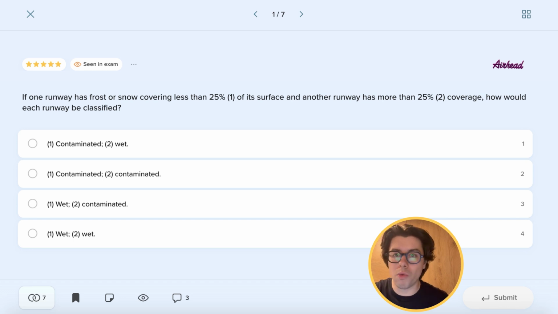And here also one extra exam tip. Remember that if the coverage is less than 10% in all the meteorological reports, this will be stated as NR, not reported. So 0 to 10% will be not reported rather than wet or contaminated. So just something to keep in mind. Of course, if one runway has frost covering less than 25%, the runway will just be wet. If it's more, then the runway can be considered contaminated.